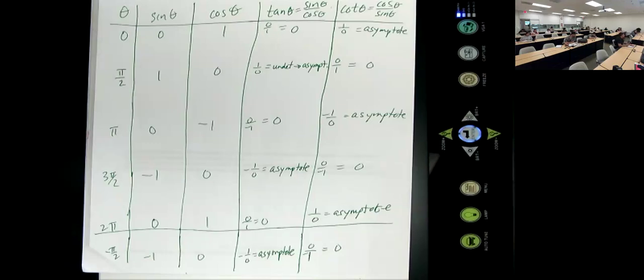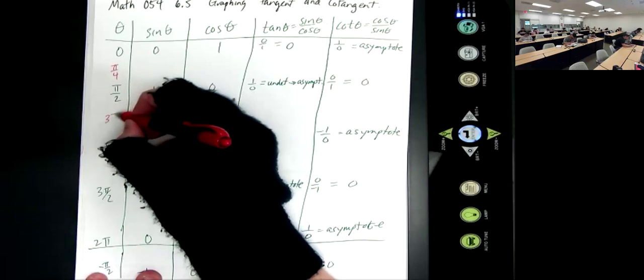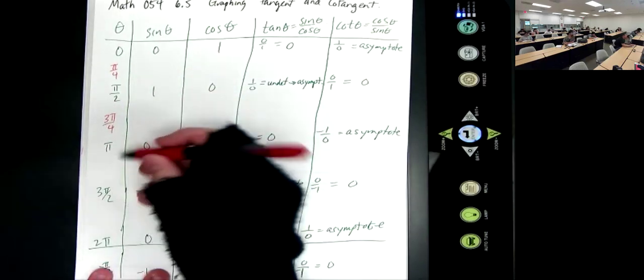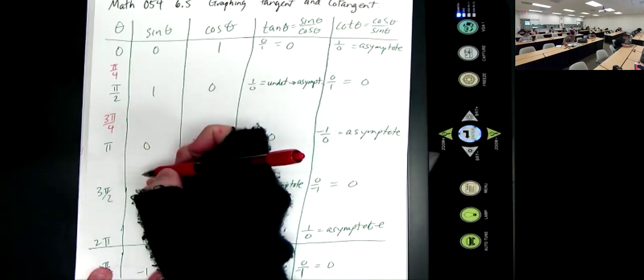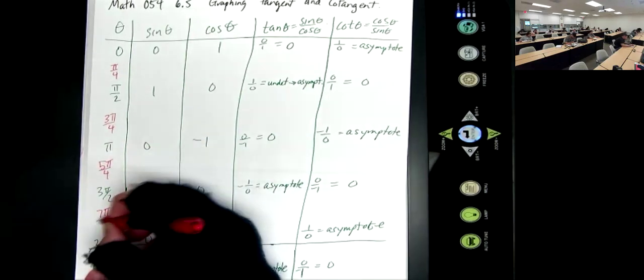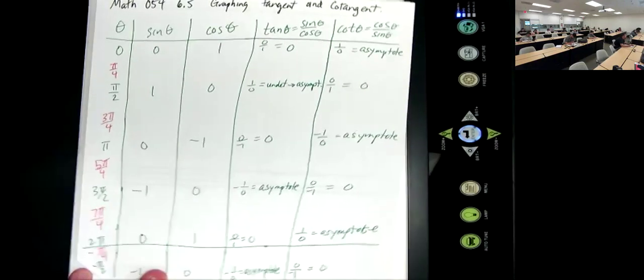So rather than doing pi over 3, pi over 2, pi over 6 and so on, we're just gonna look at the pi over 4s in between. Let's do pi over 4, let's do 3 pi over 4. Let's do 5 pi over 4 and 7 pi over 4. And I'm gonna do negative pi over 4 going the other direction real quick.